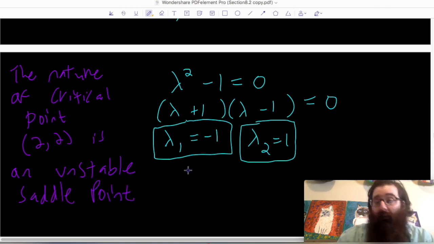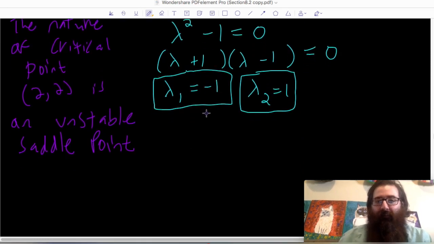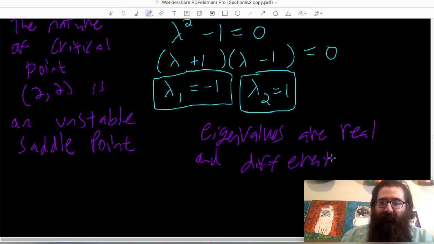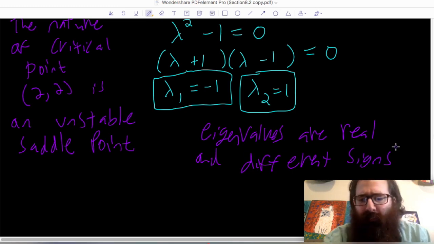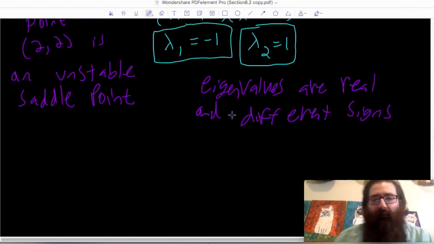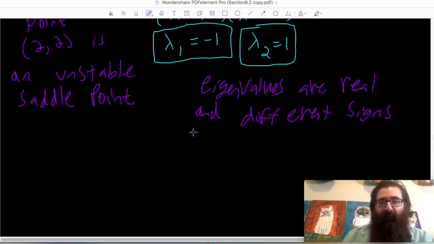How do we know this? A couple things to notice. The eigenvalues are real and different signs. It doesn't really matter that they're integers, it matters that they're not complex numbers. They're real numbers and they have these different signs. So here we'd say since one is negative, one is positive.